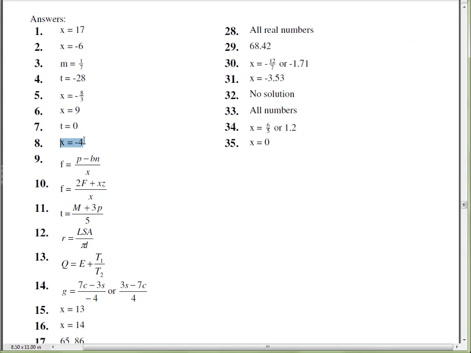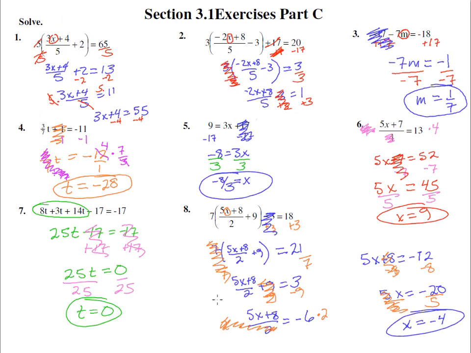Number 8, x equals negative 4. Oh, good. That was a good review of what we did in exercises part A. And you should start to feel this ability. If you want something gone, you do the opposite of it to both sides. And it's just one step at a time to turn these large problems into much smaller ones that are more manageable. Good.